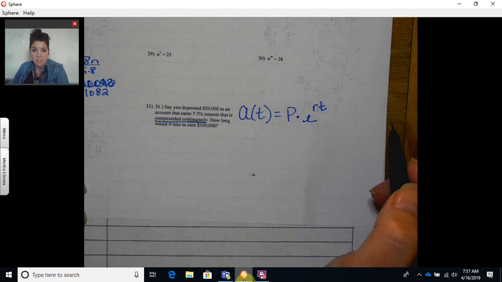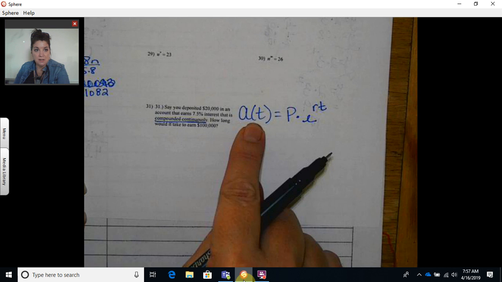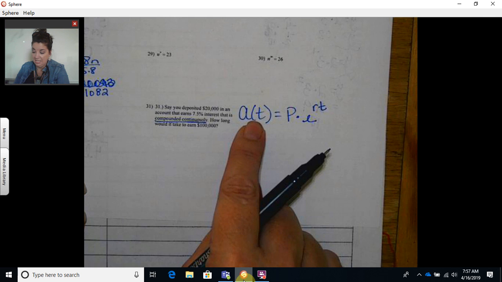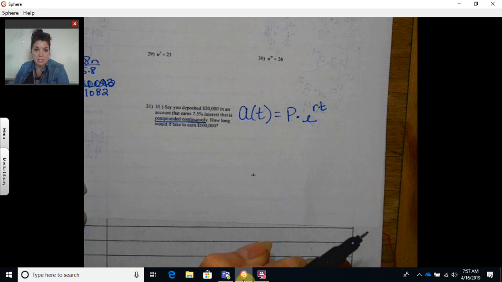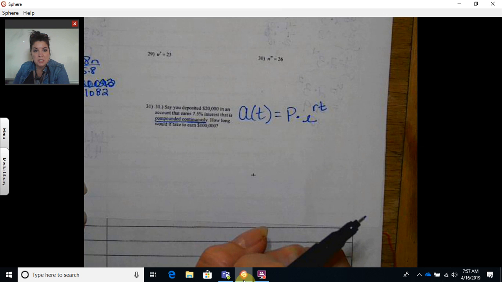Do we know the amount in the account after t years? Yes. How long would it take to earn $100,000? What does P stand for? Your initial, which is 20,000. Is E a variable? No, that's Euler's number. So we just put that in the calculator, E, or 2.71828. And what's our rate in this one? It has to be decimal. 0.075. Very good.